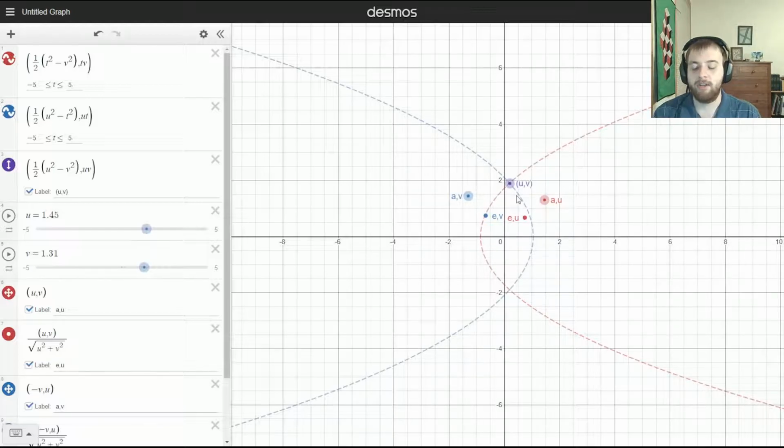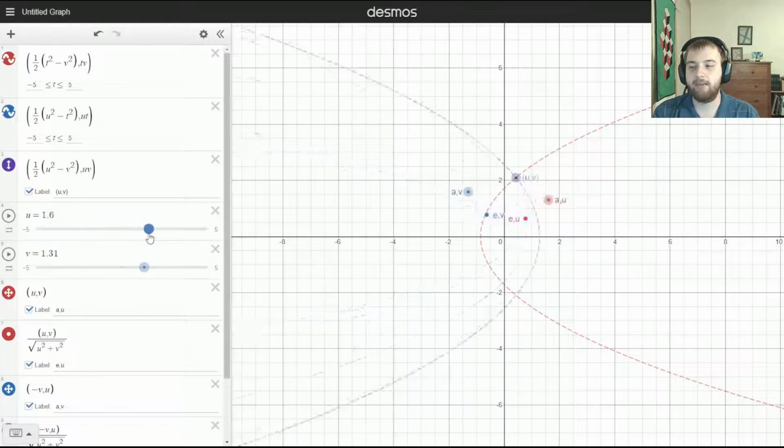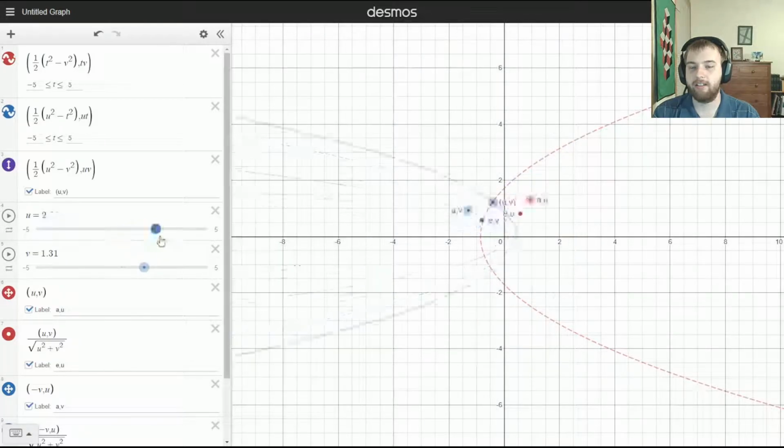In a rectangular coordinate system, you have vertical lines that represent x, where y can be anything and x is fixed. Similarly, you have horizontal lines where y is fixed and x can be anything. So that's what these parabolas are here. The red parabola is with v fixed and u varying.